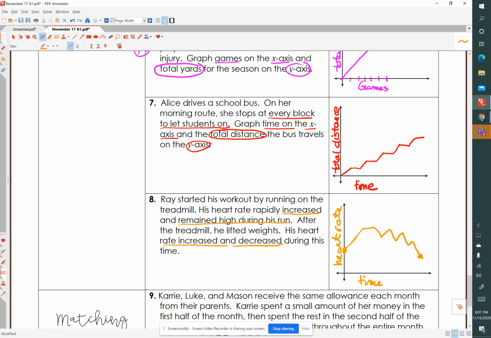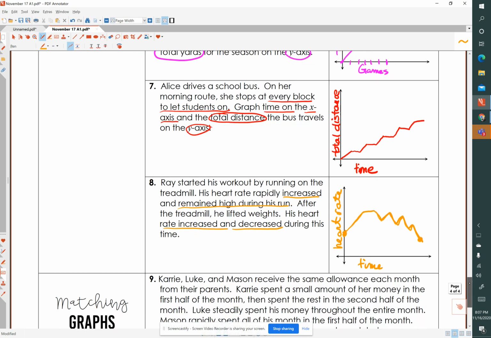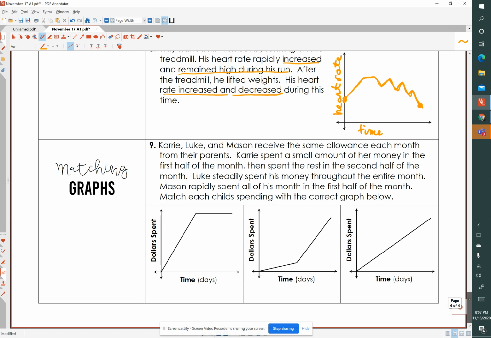So here it is, heart rate increasing, staying pretty high. Then during his interval weight training, we have these ups and downs till he has his cool down at the end of his workout, and he ends up with his heart rate where it was before he started his workout.